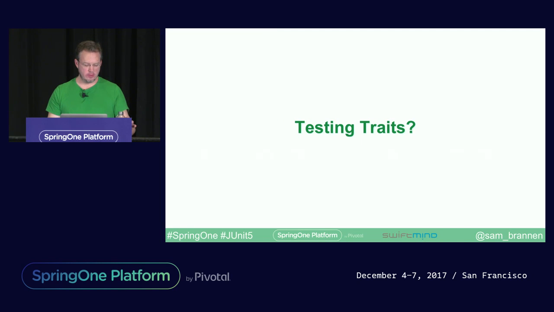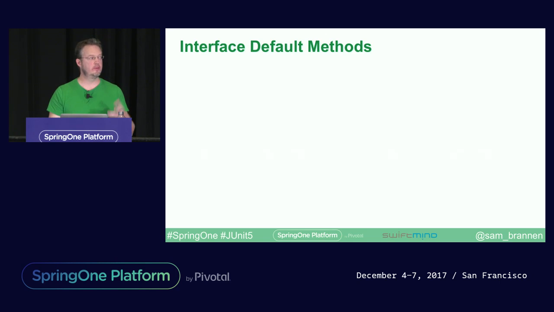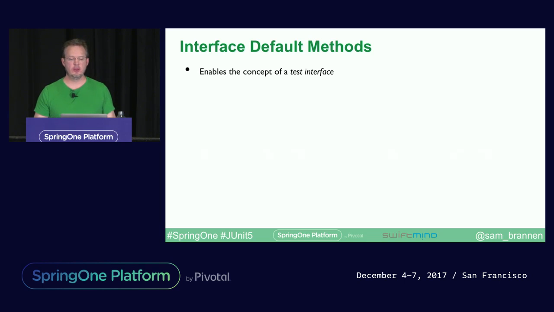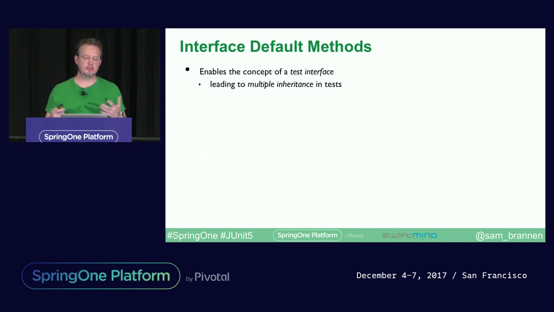Alrighty. So, testing traits. We don't really have traits in Java, right? Some languages have stuff like that. But we do have interface default methods as of Java 8, right? So this enables the concept of what I call test interfaces or testing traits. So you can have multiple inheritance in your tests, right? So default methods can have behavior.